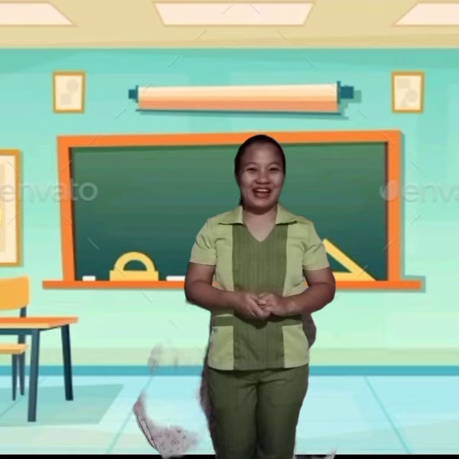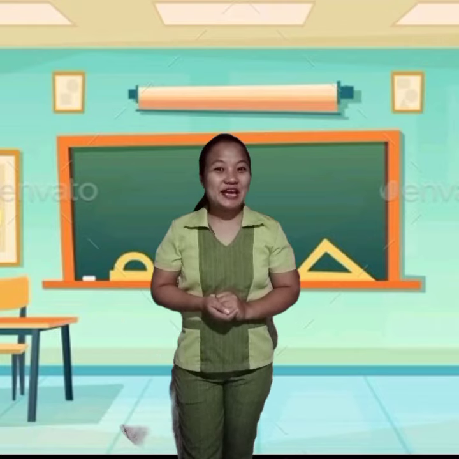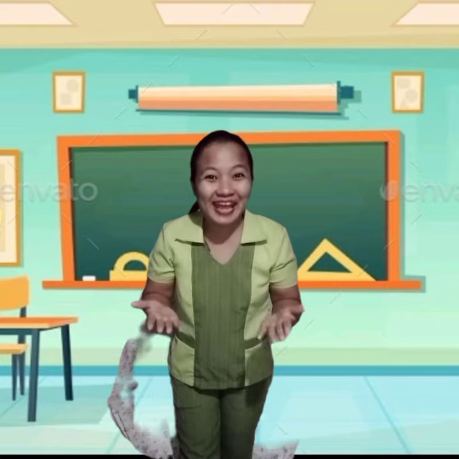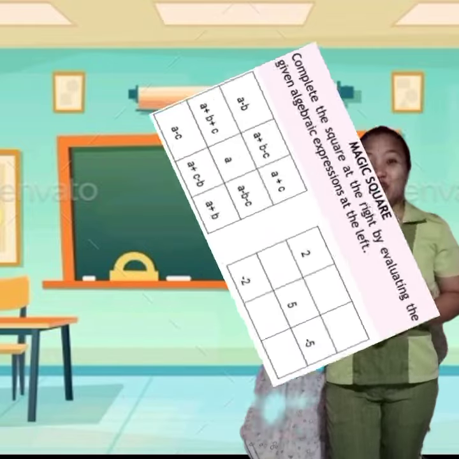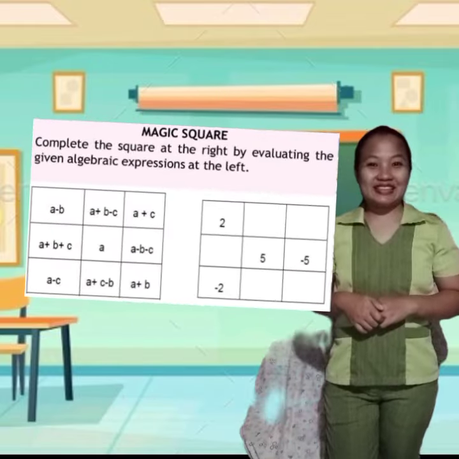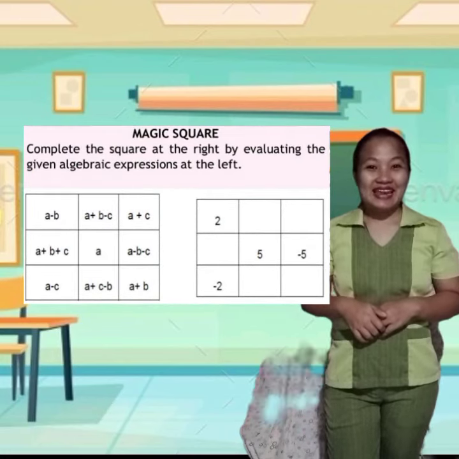Very good! Perfect attendance! Before we formally start our discussion, let's have first a short game. Do you want the game? Okay, so we will have a short game. All you need to do is complete the square at the right by evaluating the algebraic expressions at the left.